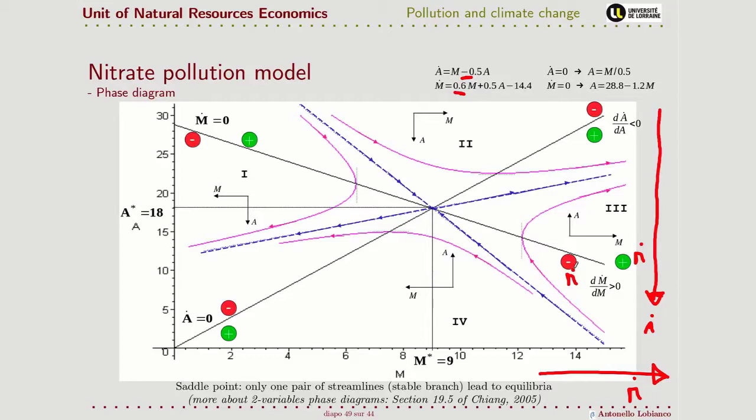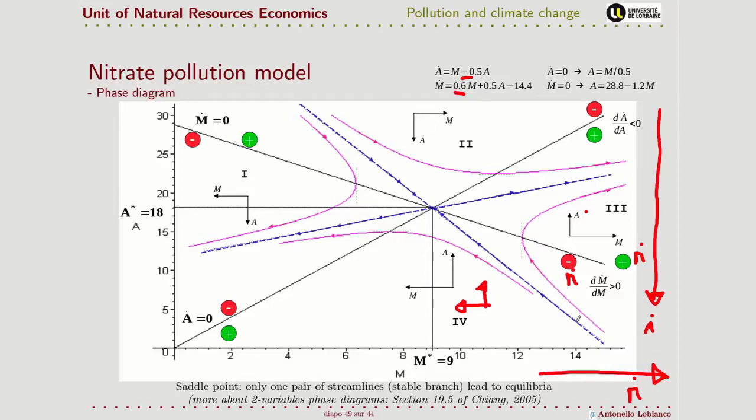So when we are in this quadrant, the next moment in time we have an increase of A and also an increase of M, because both are increasing here. When we are in this quadrant here, for each point the next moment in time will have an increase of A but a decrease of M, and you can see how any point will move in these other two quadrants.